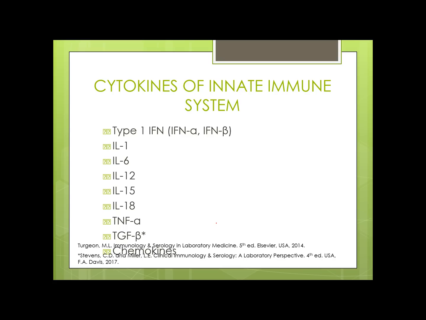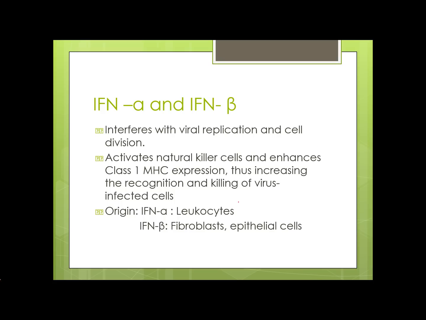Now let's tackle the first group class, the cytokines of the innate immune system. So here we have your type 1 interferon, interferon alpha and interferon beta, interleukin 1, 6, 12, 15, 18, tumor necrosis factor alpha, TGF-beta, or your transforming growth factor beta, and your chemokines. So let's begin. Let's start with the first one, your type 1 interferon. So this would include interferon alpha and interferon beta.